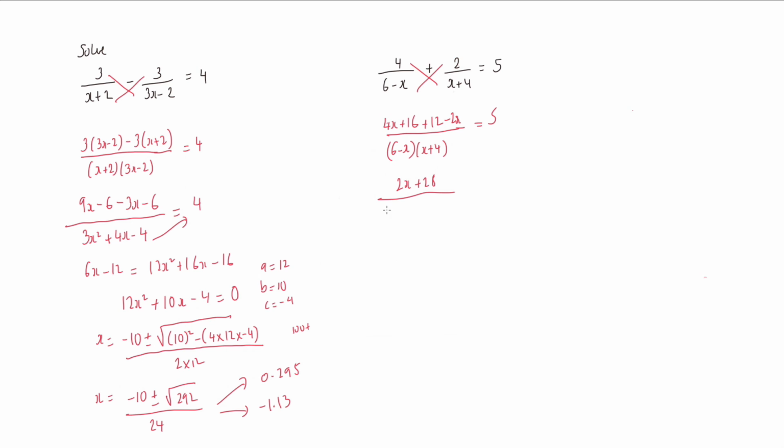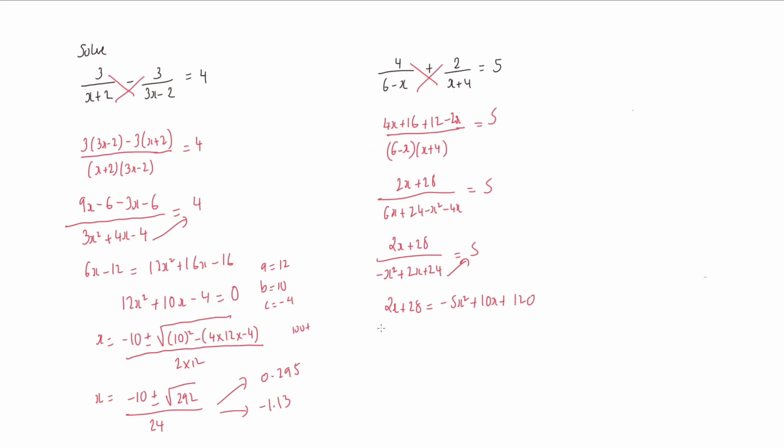If we expand the bottom, you should have had 6x plus 24 minus x squared minus 4x is equals to 5. So you have 2x plus 28. If we simplify this, minus x squared stays here. 6x minus 4x is 2x plus 24 equals to 5. Now cross multiply 5 by all of this. So we have 2x plus 28 equals to minus 5x squared, because 5 times minus x squared. 5 times 2x is 10x. And 5 times 24 is 120.